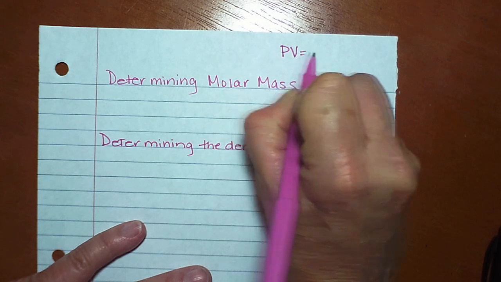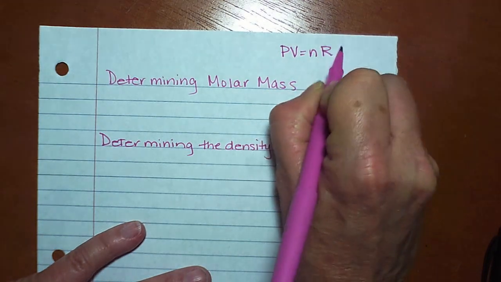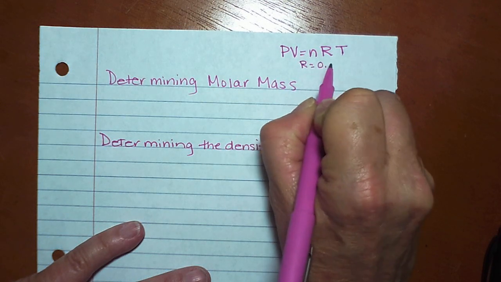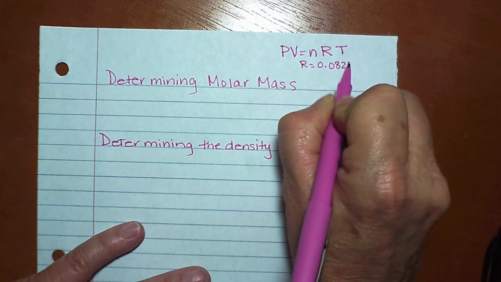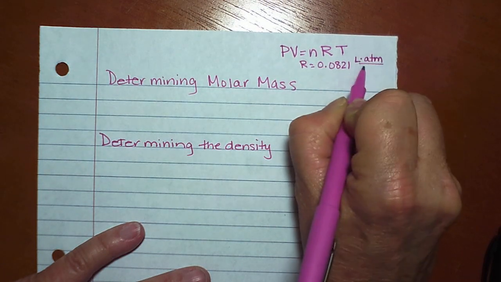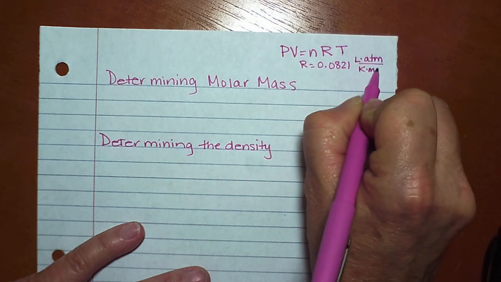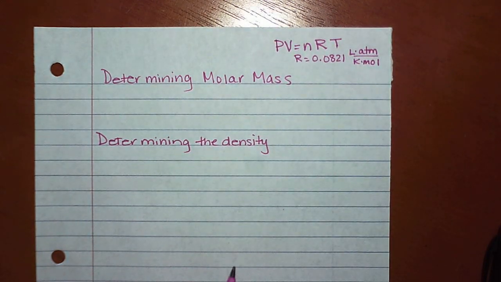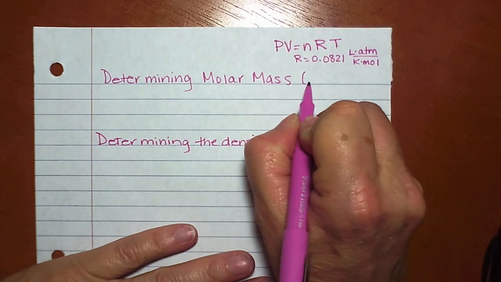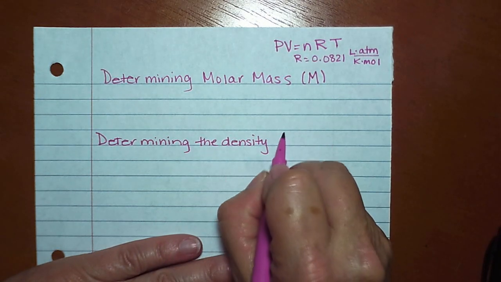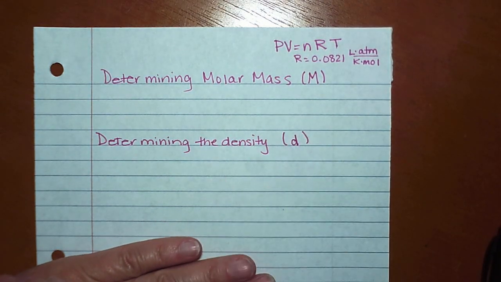PV equals nRT. And remember, R is equal to 0.0821 L·atm/(mol·K), Latham riding a camel. We're going to use the same R today, but today we're going to determine molar mass, which will be represented by the capital letter M. And we're going to use density, which will be represented by the lowercase d.